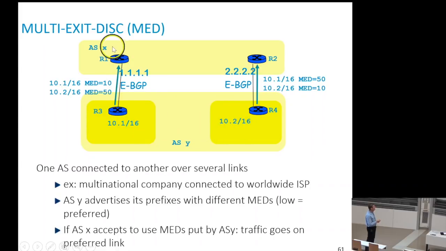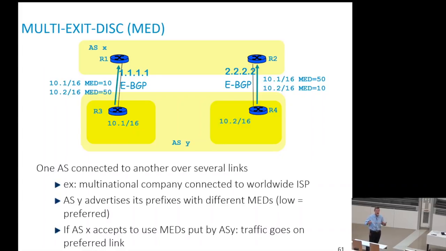But we indicate here a different multi-exit discrimination. That means multi-exit means Y has two exits to X and is indicating a preference. We would prefer to use this exit for this prefix and perhaps less for the other prefix. And R4 will do the opposite. So now it's a bit more subtle how you program your BGP routers. You need to program them to provide the multi-exit discriminator. We see that the MED is given between ASs. So it's given between different ASs.